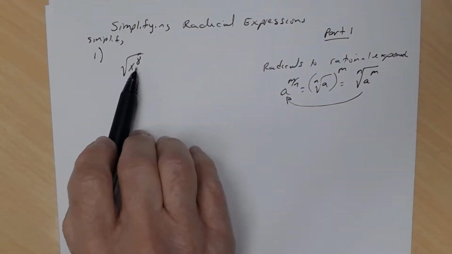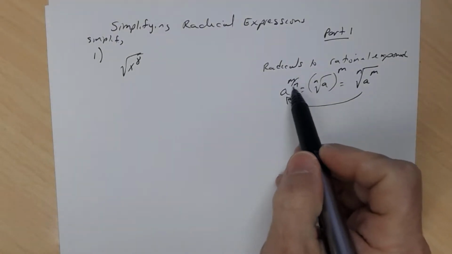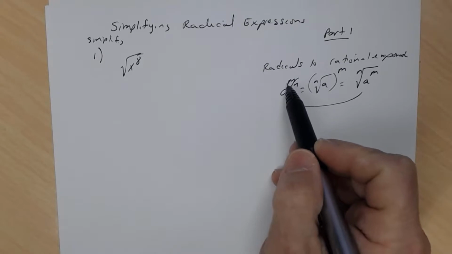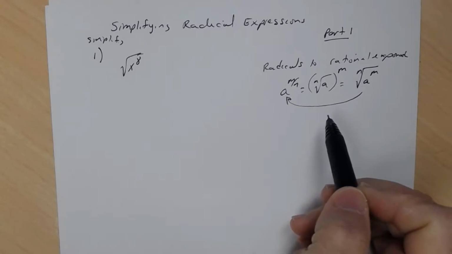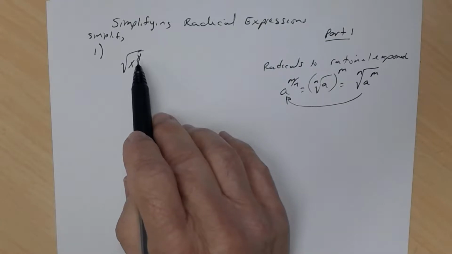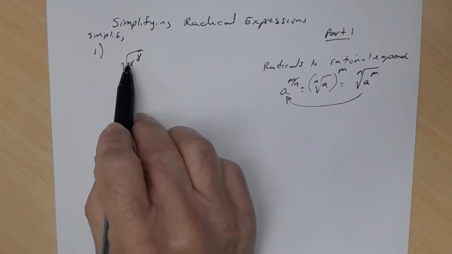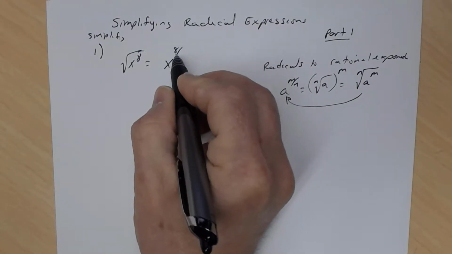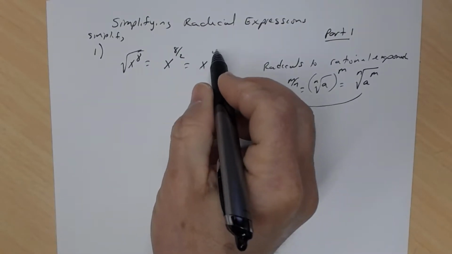Look at this right here. I have the square root of x to the eighth. Remember, when we talked about a rational exponent in the previous lesson, the denominator was your index, and your numerator was your exponent, either on the outside or on the inside. It does not matter. So here, your index is 2, and your exponent is 8. Going from radical to rational exponent, this becomes x to the 8 divided by 2. And 8 divided by 2 is 4, so I get x to the 4th power.